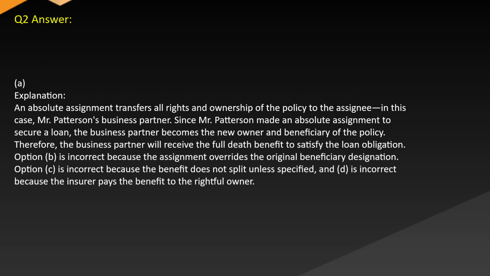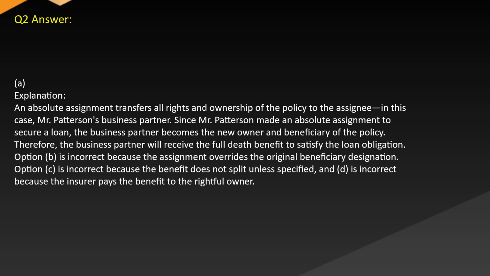Answer A. Explanation. An absolute assignment transfers all rights and ownership of the policy to the assignee, who, in this case, is Mr. Patterson's business partner. Since Mr. Patterson made an absolute assignment to secure a loan, the business partner becomes the new owner and beneficiary of the policy. Therefore, the business partner will receive the full death benefit to satisfy the loan obligation.